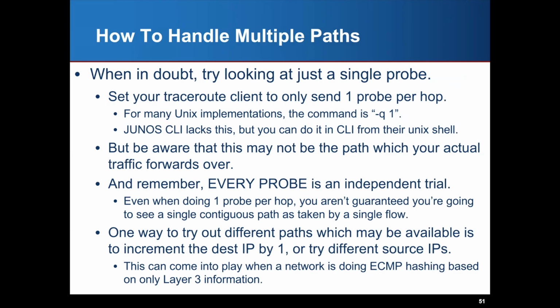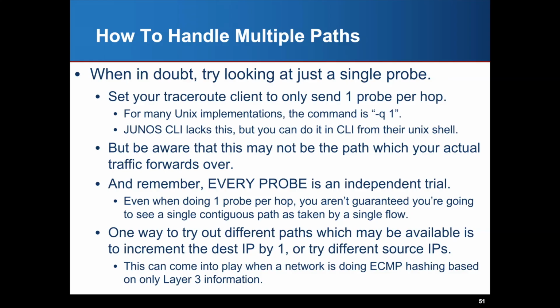So when in doubt, the really easy way to work around that is just to send one probe. So for example, your basic Unix implementation, it's going to be -Q1. Junos, for whatever reason, last time I wrote the slide, lacked that, but you could do it from the Unix shell. That gets you one particular path. So you know that all the way through from one to the other, you're looking at one ECMP path. But be aware that it might not be the path over which your actual traffic is forwarding.